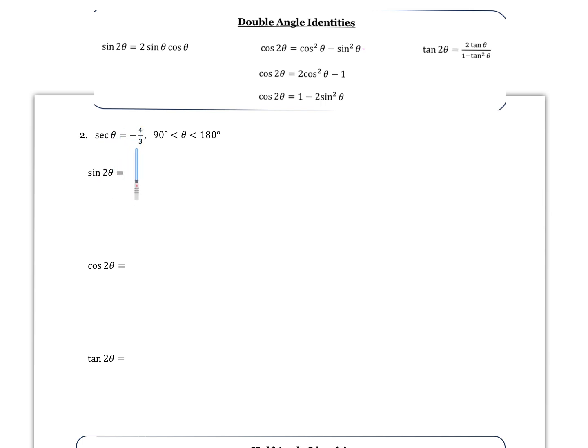So if secant is negative 4/3, what's cosine going to be? Negative 3/4. You got it. You need to use that to make yourself a triangle. And look what they said. That angle is between 90 and 180 degrees. What quadrant is that? Yeah, between 90 and 180. We have to be over in the second quadrant.